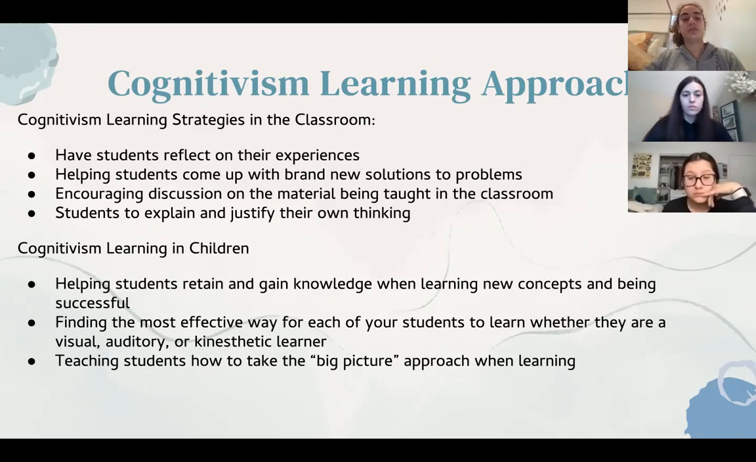And then cognitivism learning in children for teachers to use is to help students retain and gain knowledge when learning new concepts and also being successful in the classroom. Finding the most effective way for each of your students to learn, whether they are a visual, auditory, or kinesthetic learner. Also, teaching students how to take the bigger picture approach when learning.